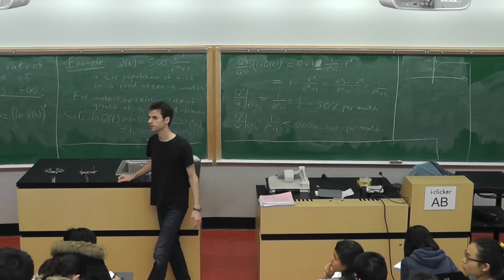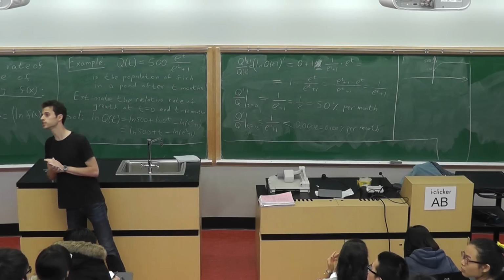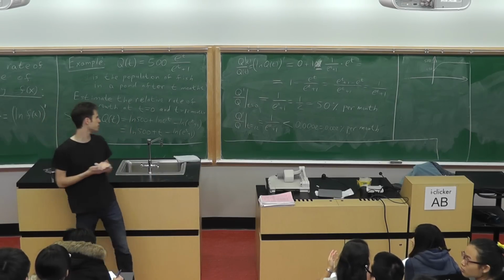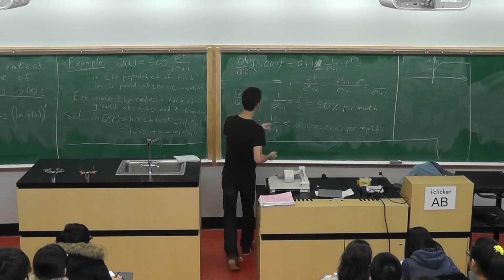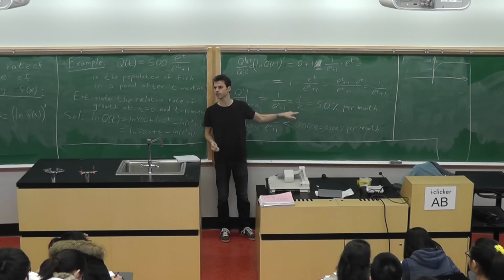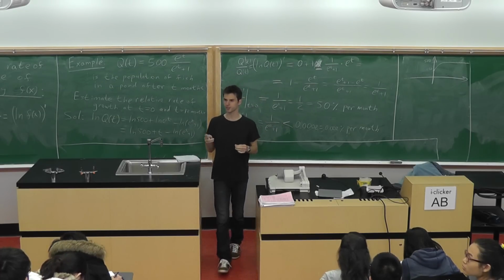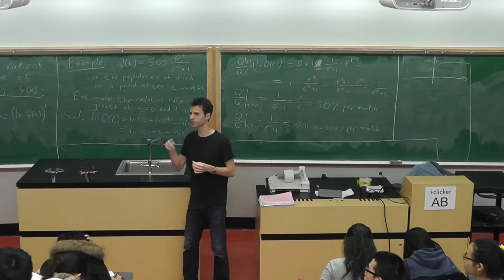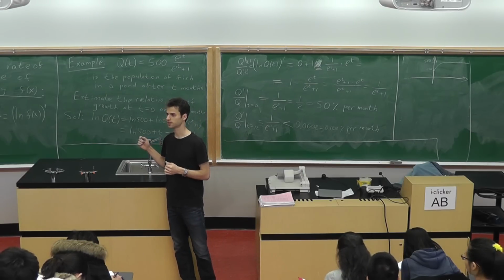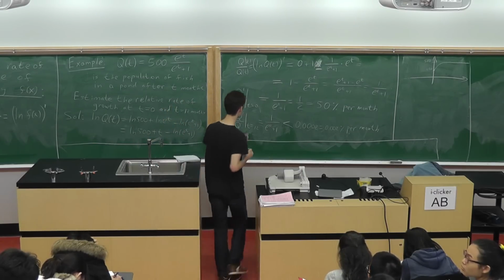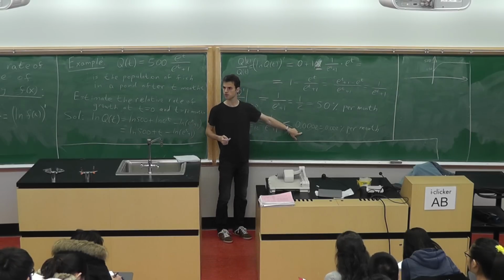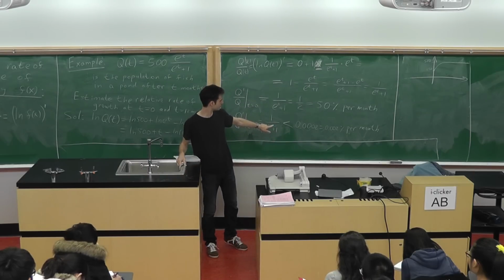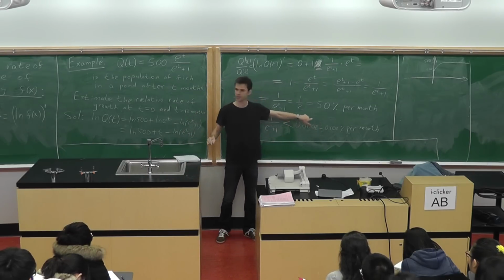Yeah. How did you get the percentage? How did I get the percentage? So basically just multiply it by 100. If the answer is x, then it's 100 times x percent. So how did I get this number?